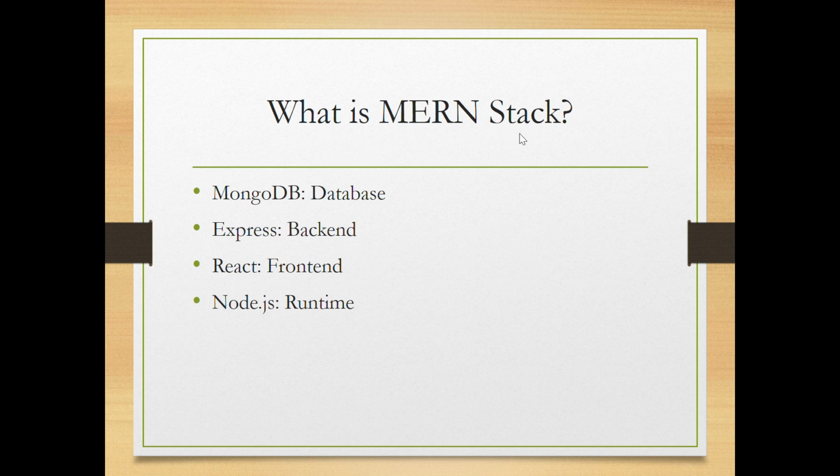Next, what is the MERN stack? In the MERN stack, there is MongoDB. MongoDB means the database. Express is the backend framework and handles API or server logic. React is the front-end library used for the UI. Next is Node.js. Node.js is the runtime environment. That's it.